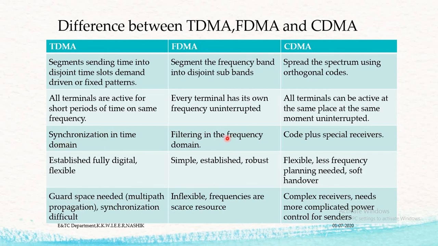TDMA needs synchronization in the time domain. FDMA needs filtering in the frequency domain. CDMA needs a code and a special receiver. Advantages: established, fully digital, flexible; simple establishment and robust; flexible, less frequency planning needed; soft handover. So these are all the differences. And the last point: in TDMA the guard space is needed and synchronization is difficult. In FDMA it is inflexible and frequencies are scarce resources. In CDMA the receivers are complex and need more complicated power control for the sender.